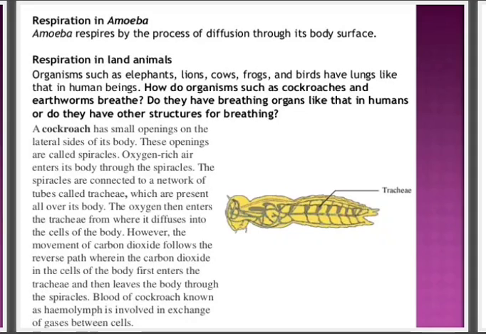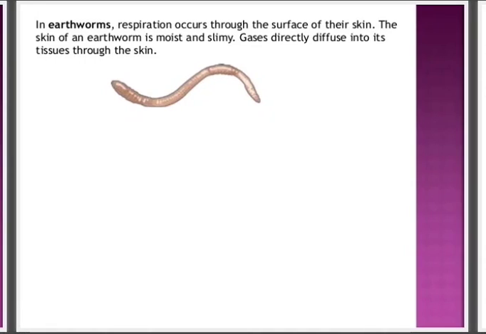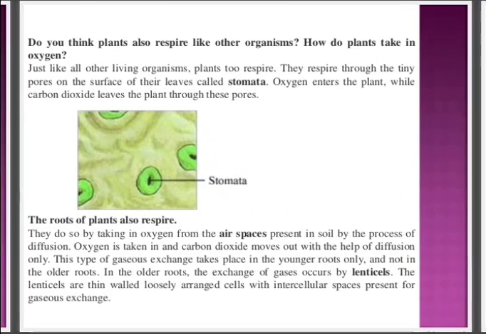However, the movement of carbon dioxide follows the reverse path wherein the carbon dioxide in the cells of the body first enters the trachea and then leaves the body through the spiracles. Blood of cockroach, known as hemolymph, is involved in exchange of gases between cells. In earthworm, respiration occurs through the surface of their skin. The skin of an earthworm is moist and slimy. Gases directly diffuse into its tissue through the skin.